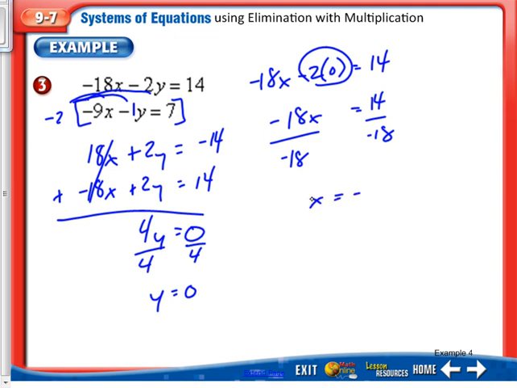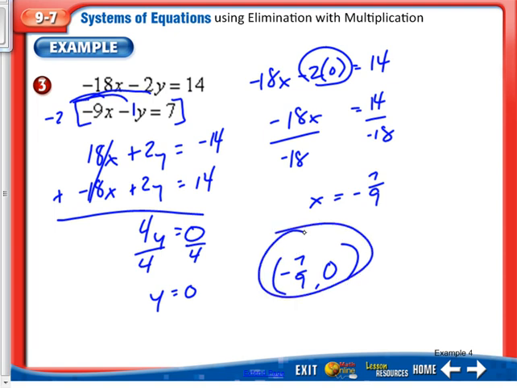And so x is going to be a negative 14 over 18. If we simplify that, that's going to be 7/9. Probably be better for us to just leave that as a fraction. So I get negative 7/9 and 0 for my y value. All right, and that would be my solution.